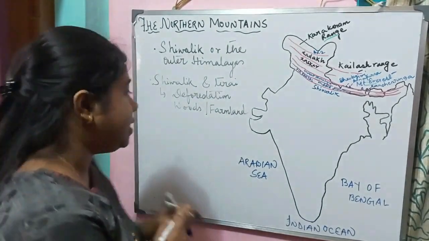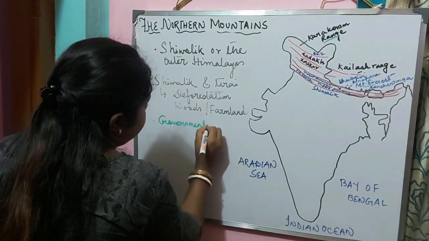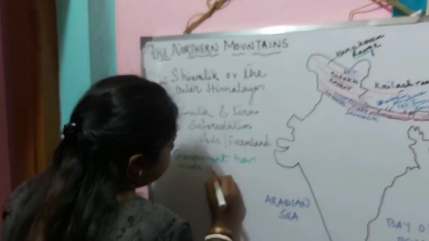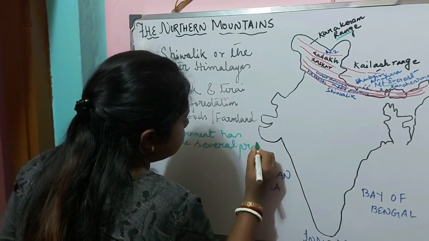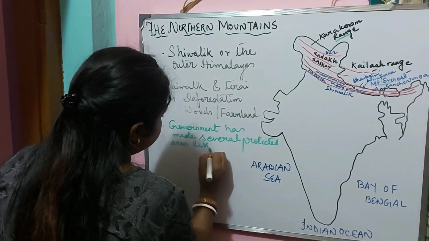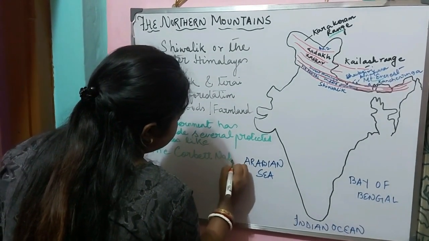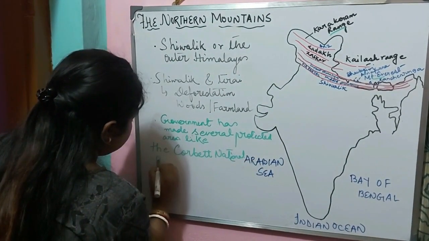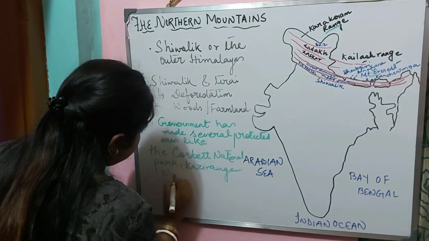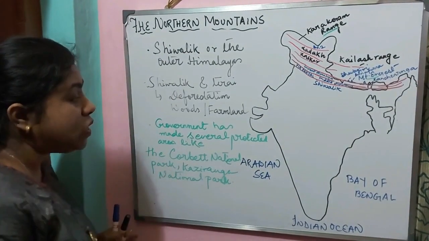So that is why the government has made several protected areas like the Corbett National Park, Kaziranga National Park, to protect the animals and also the trees.